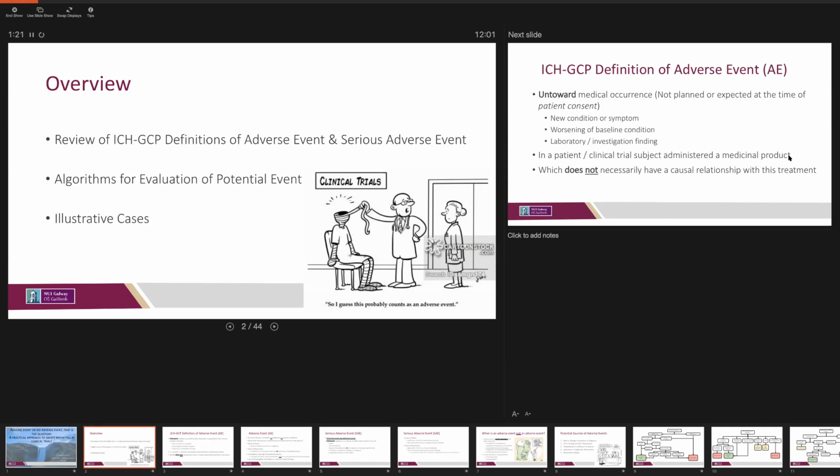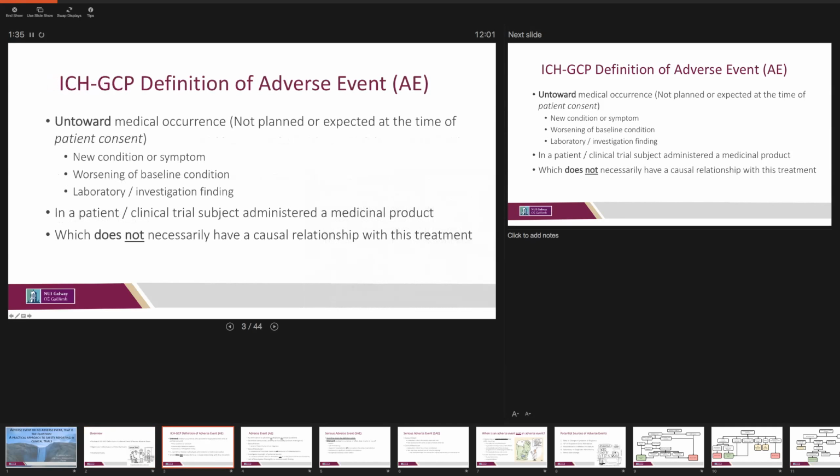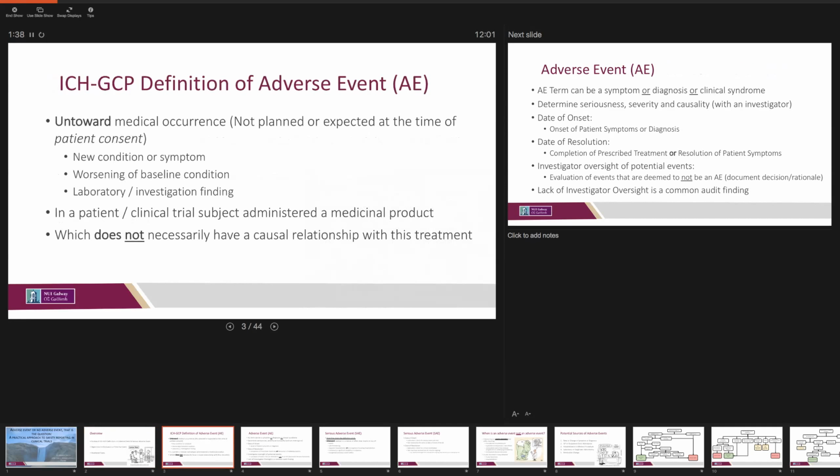And then I'm going to finish the session, depending on timing, by going through a number of cases and how I think we could actually apply the algorithm and try to separate it out to make it a bit more useful. So the first thing to say here is when we go into GCP, the main definition of an adverse event, and it's reflected in all clinical trial regulations, is that it's an untoward medical occurrence.